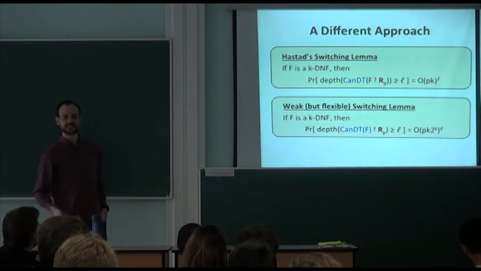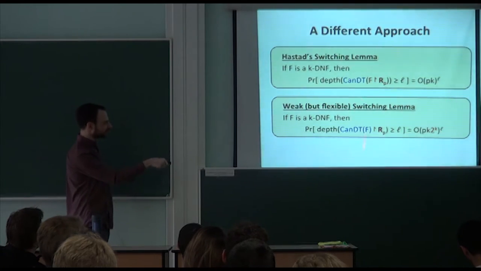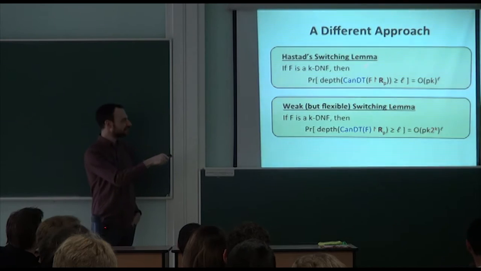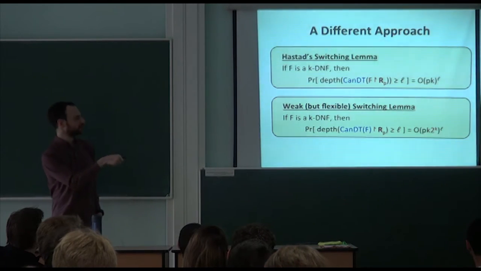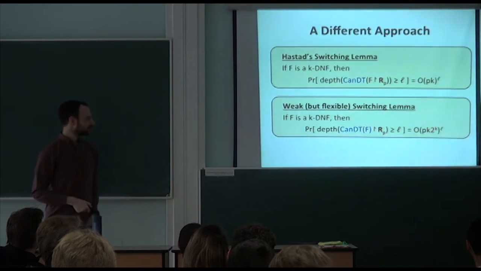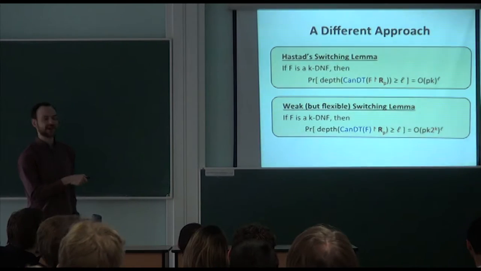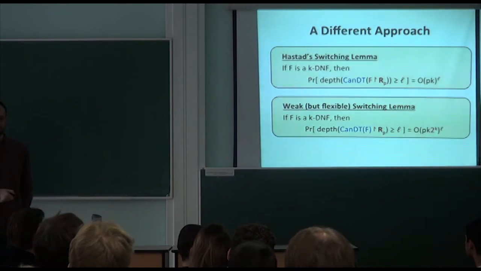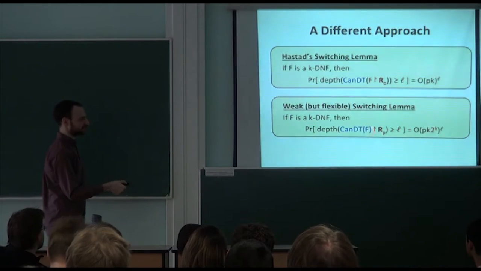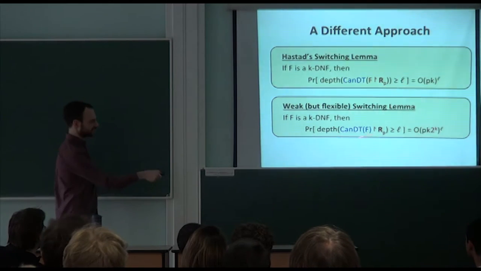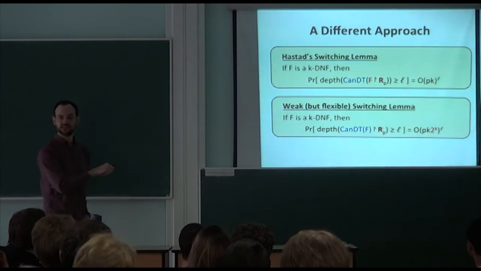And the basic idea is something which is very simple. We're just going to switch the order of operations here. So instead of looking at the canonical decision tree of a KDNF when you hit it with a restriction, what happens if we first build the canonical decision tree and then hit that with a restriction? Okay, so this makes a difference. This is a much more slack thing to do, and the analysis of this will give a much weaker bound.